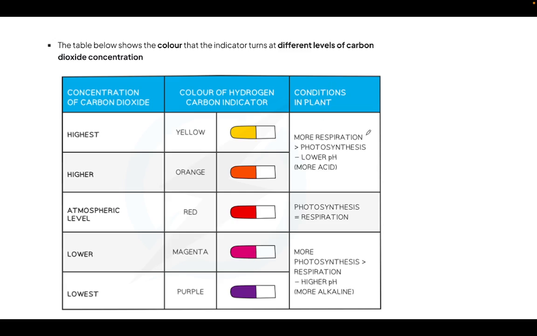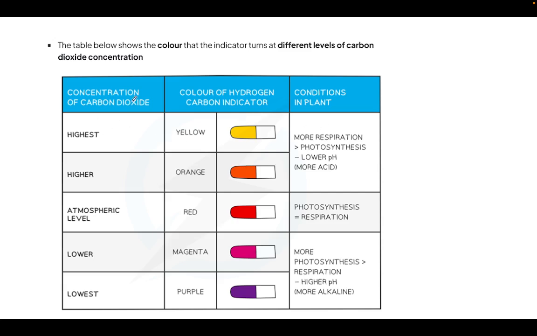Yellow indicates more respiration in plants, and also we have lower pH. That means if you have more carbon dioxide released, we had more respiration, because respiration releases a lot of carbon dioxide. If a lot of carbon dioxide is released, then there is a lower pH, because carbon dioxide is an acidic gas. If it is higher, then we can see the colors of them. I think it is clear.